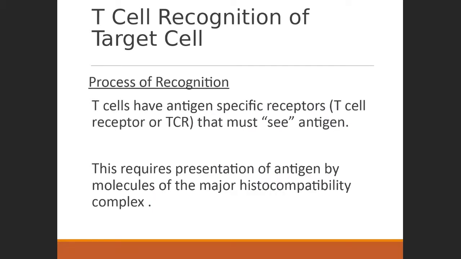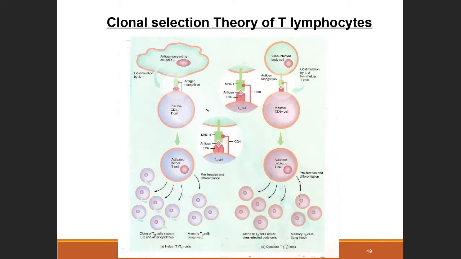So let's look at some clonal selections now for our T cells. Very similar manner to what we saw in B cells. A recognition, a T cell, helper cell, or cytotoxic. Helper cell over here on the left, cytotoxic on the right.